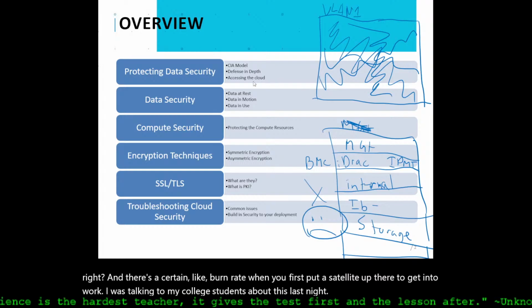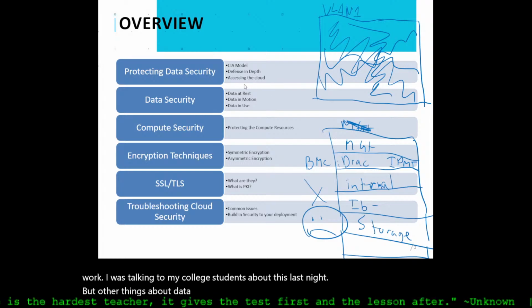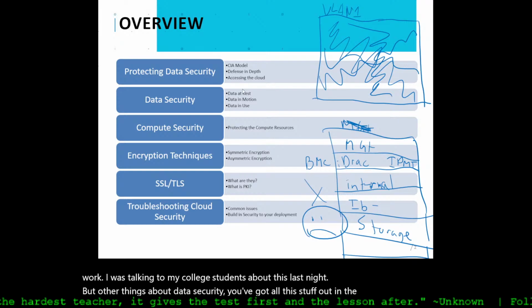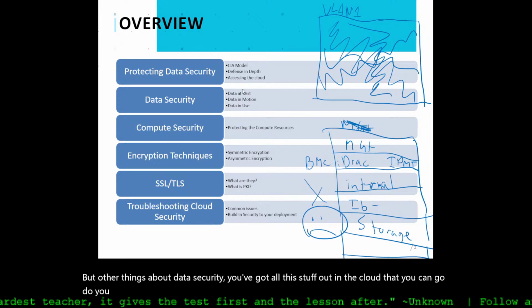But other things about data security. You've got all this stuff out in the cloud that you can go do. You can be... Oh, shoot, that just reminded me.